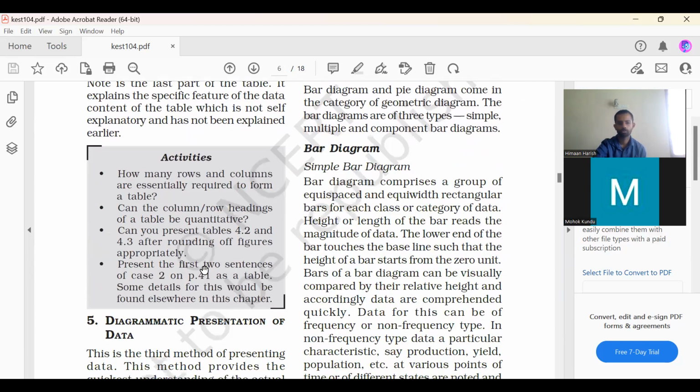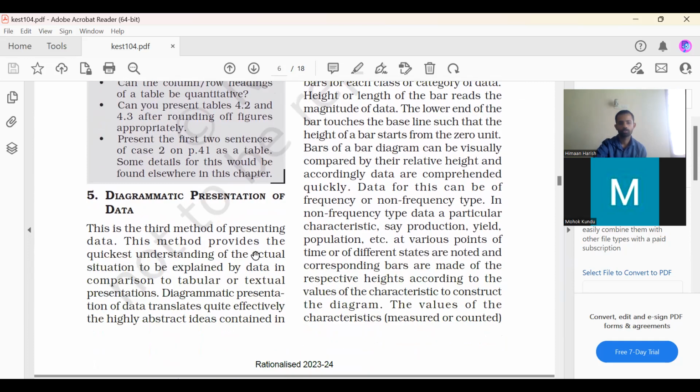How many rows and columns are essentially required to form a table? Can the column and row headings of a table be quantitative? Can we present tables 4.2 and 4.3 after rounding off figures appropriately? Or present the first two sentences of case 2 on page 41 as a table. Some details of this will be found elsewhere in the chapter.